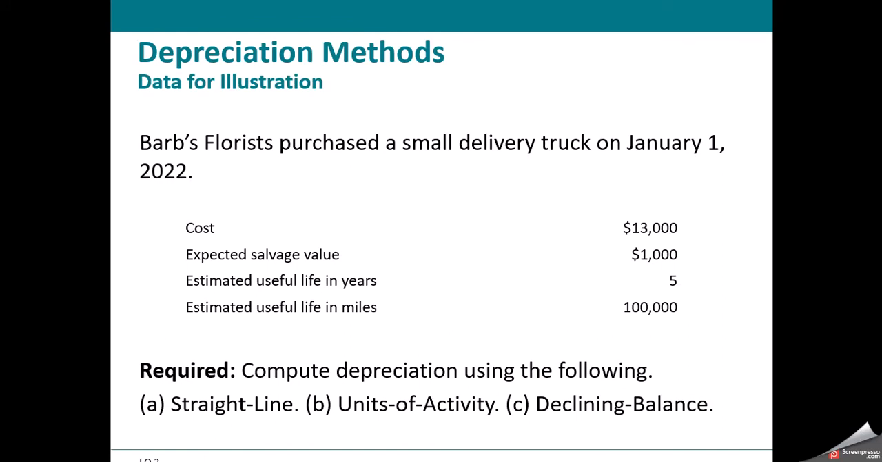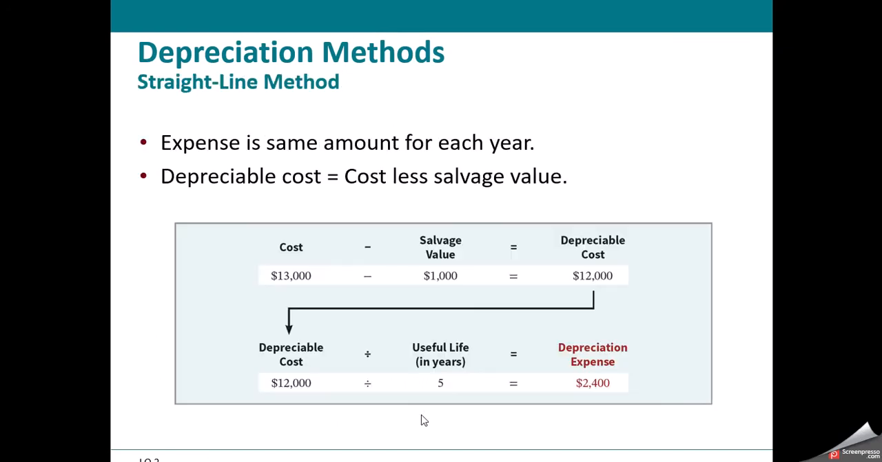So here we have an example of a truck that cost $13,000. Its expected salvage value or residual value at the end of its life, they think they can sell it or trade it in for $1,000. It's estimated to have a useful life of 5 years, and it's estimated to have 100,000 miles. So we'll depreciate this based on our 3 different methods.